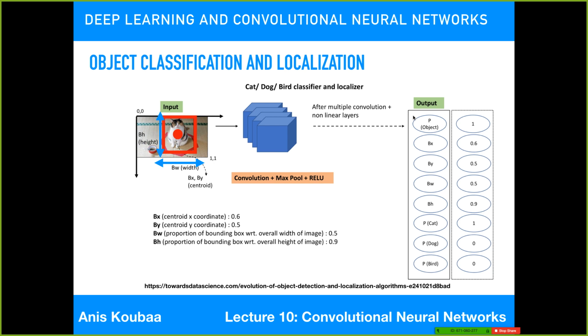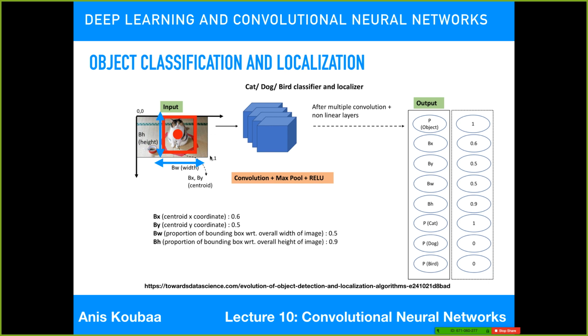And it will contain a probability whether the object exists or not. If it is equal to 1, it means that there is an object detected in the image. And if it is 0, it means that there is no object detected in the image. If the probability is 1, then we will tell what is the object that is detected. Is it a cat or a dog or a bird? Let's assume that we have only 3 classes here: cat, dog, and bird.